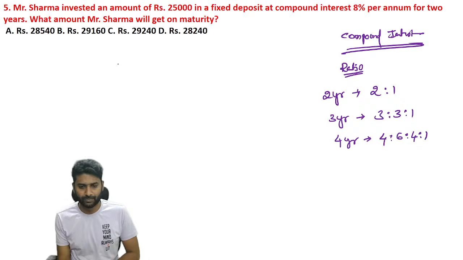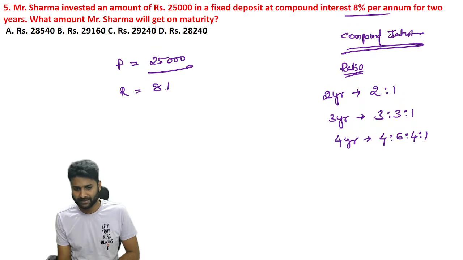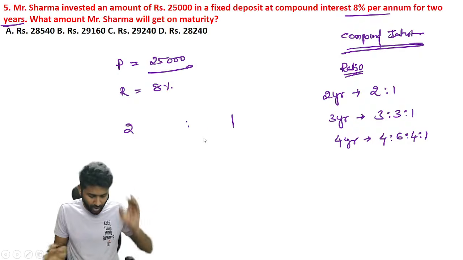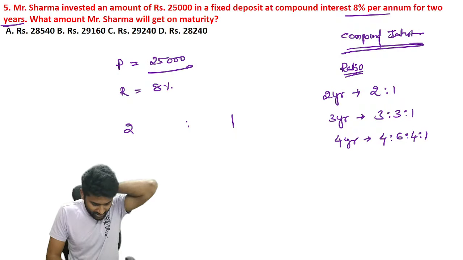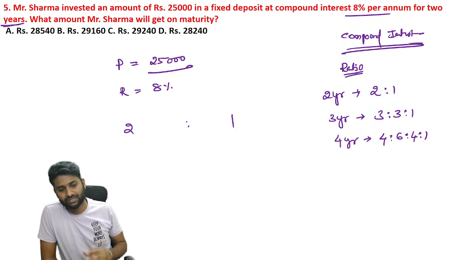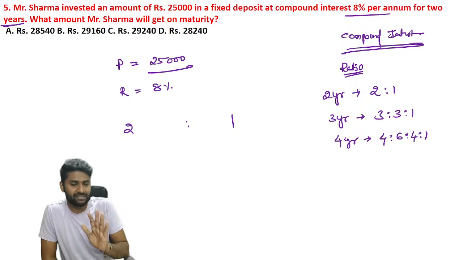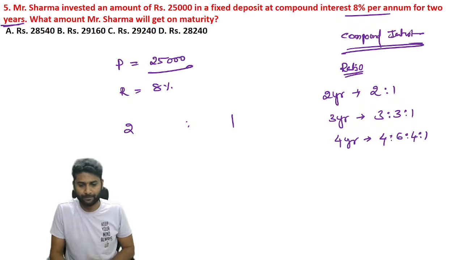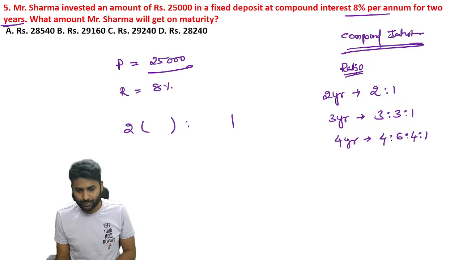Now the question here: the principal amount is 25,000 rupees and the rate of interest is given as 8%. The question is for 2 years, and as you know, the 2 years ratio is 2 is to 1. We already know the difference between simple interest and compound interest. For compound interest, we pay interest on the interest. For simple interest, we pay interest only on the principal from the second year onwards. Remember this point.